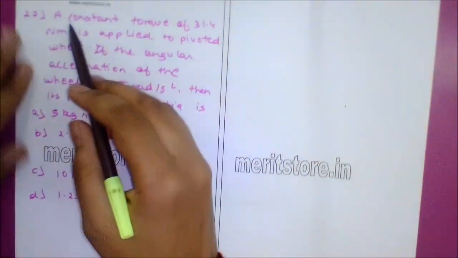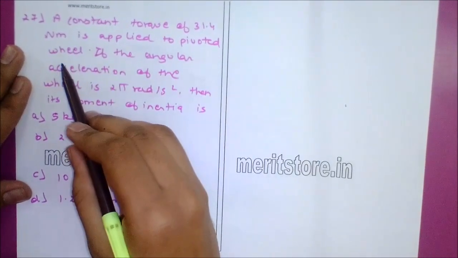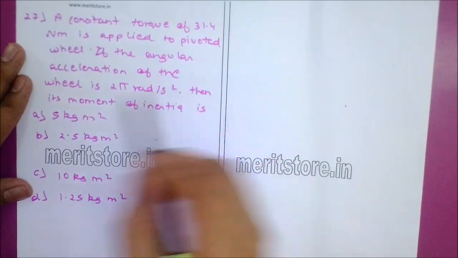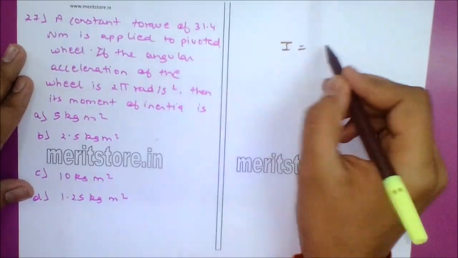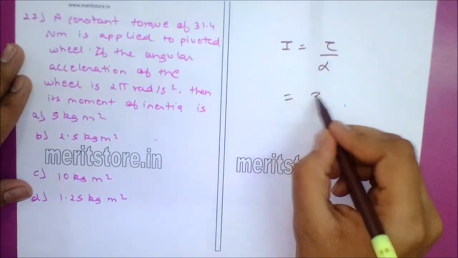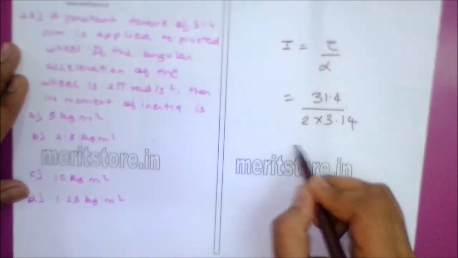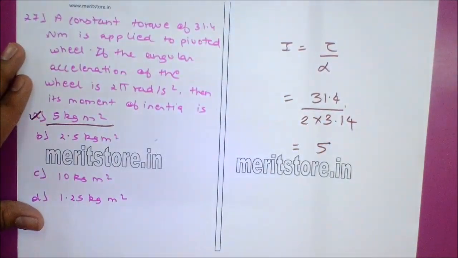Question 27. A constant torque of 31.4 Newton meter is applied to a pivoted wheel. If the angular acceleration of the wheel is 2 pi radians per second square, then its moment of inertia is? Now, I is equal to torque upon alpha, that is 31.4 upon 2 into 3.14, which is 5. So option A, 5 kg meter square is the correct answer.